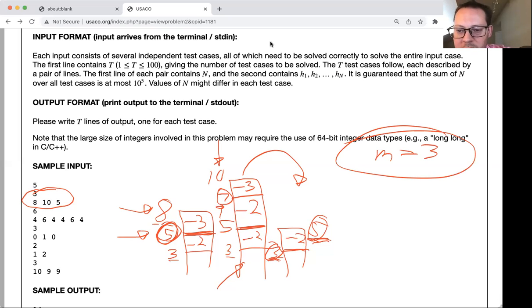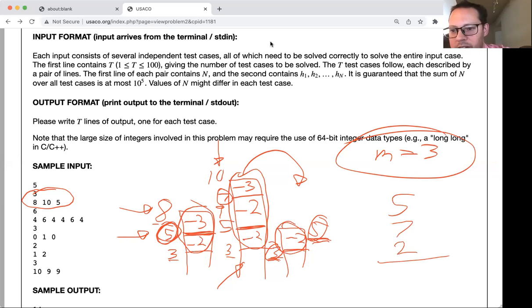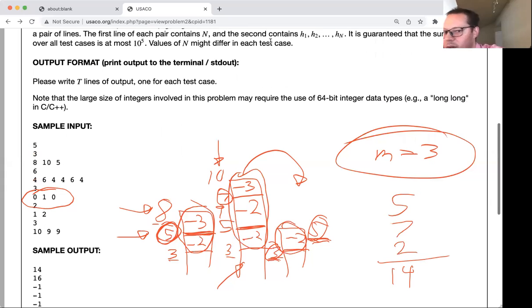So let's look at how much we subtracted. I did minus 3 and 2 here, which is 5. I did minus 3, 2, and 2 here, which is 7. And I did minus 2 on the end, which is 2. If I add all these together, I'm going to get 14. And then if I go check the sample output, 14. I got 14 for that first case. So that is the correct answer for that one.